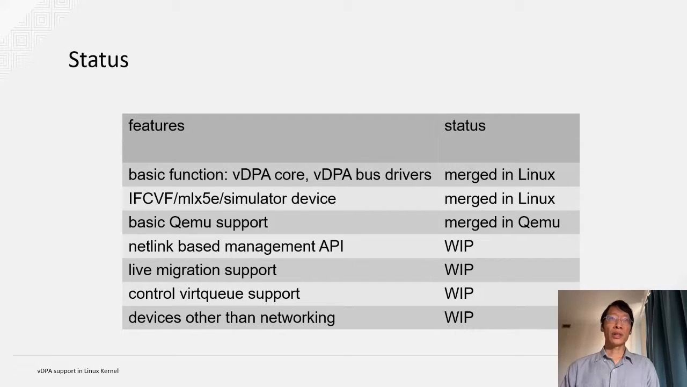For live migration, we will probably start from a software-assisted live migration first. This means it doesn't require any device support for dirty page tracking. QEMU will try to assist the device for dirty page tracking. And after this, we will try to invent a new API for supporting dirty page tracking from the hardware. And you can see also the control queue work is being developed upstream. And we are working with vendors to make sure that the framework and the drivers can work for devices other than networking. We will probably start from the block device.